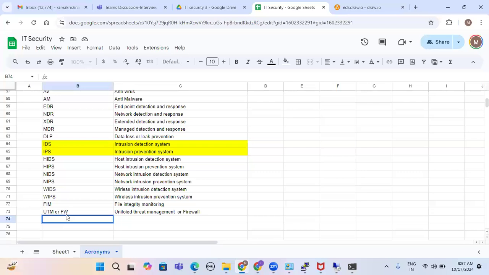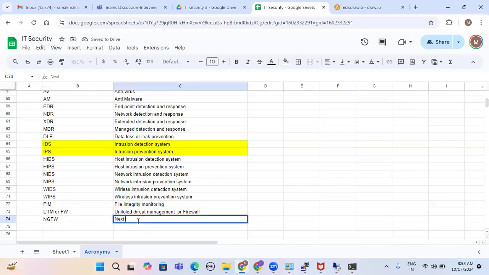This is from approximately 2005 to 2017, something like that. So from 2005 to 2017, we used to call it UTM or firewall, but the current generation of firewalls we call NGFW, next generation firewall. It has advanced features compared to a normal firewall. The current generation of firewalls, we are calling them next generation firewalls.